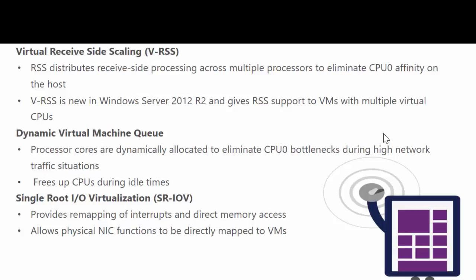We've got the dynamic virtual machine queue, so processor cores are dynamically allocated, again trying to eliminate that CPU zero bottleneck, making sure that there's more of a balanced load being placed across the virtual CPUs in the system. And then we've also got single root IO virtualization, or SR-IOV, and this allows the physical NIC capabilities to be accessed by the VMs. So this means that it can basically bypass some of the overhead involved in virtualization and start really giving you much better performance with the remapping of the interrupts, as well as giving you DMA capabilities.